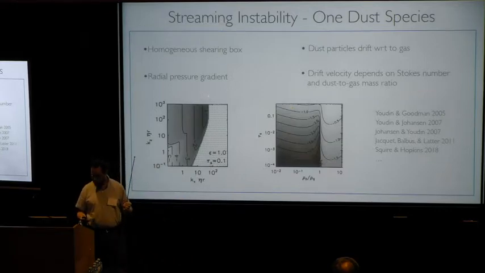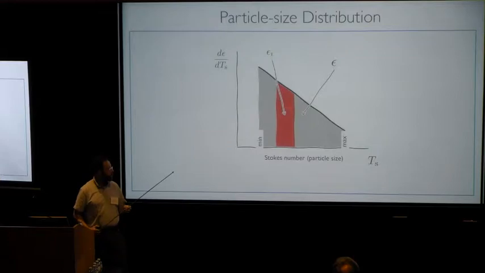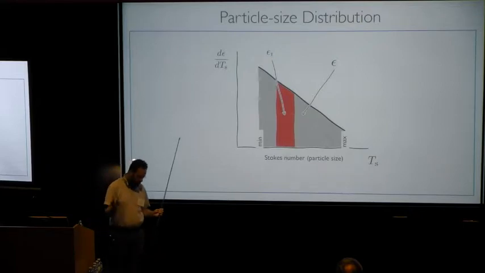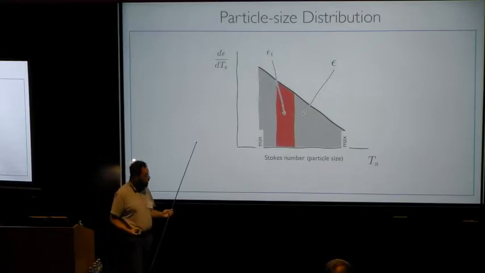All right, so what is the problem we're trying to address? Pablo showed yesterday this very simple sketch for a particle size distribution, and I have chosen to parameterize this as epsilon dt, where epsilon is the dust to gas mass ratio, and TS here is a Stokes number. You can do this in many different ways.